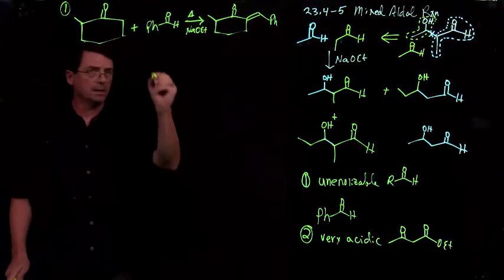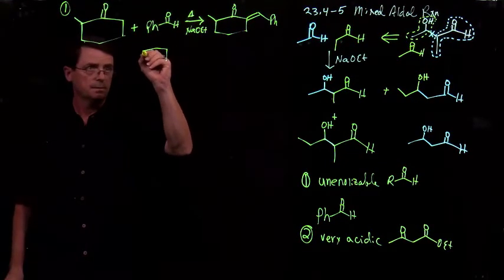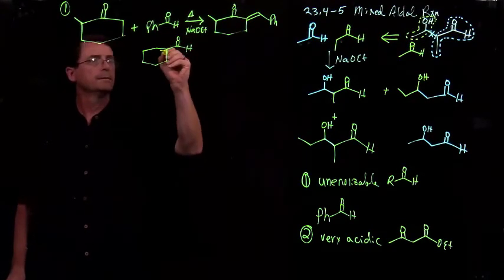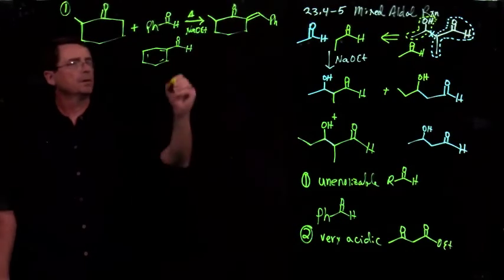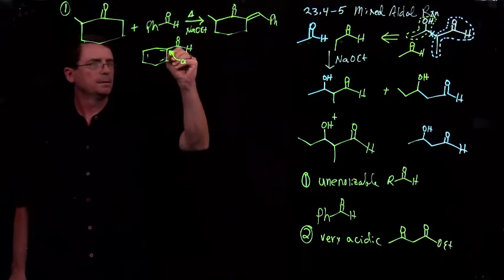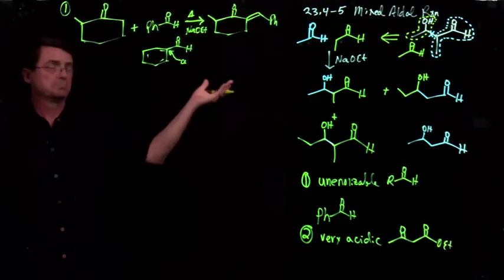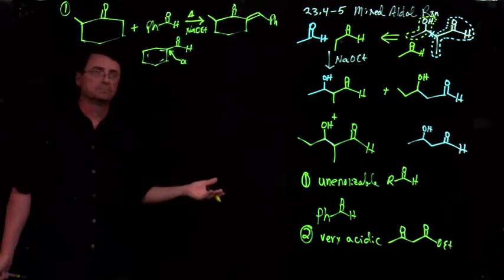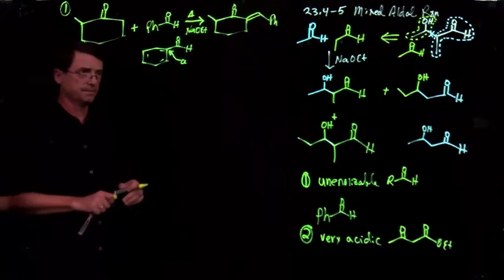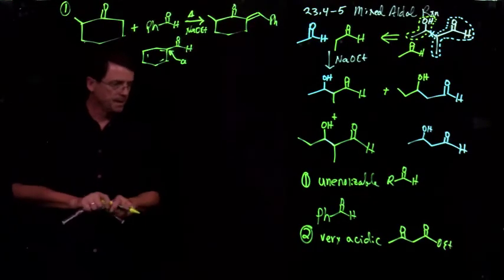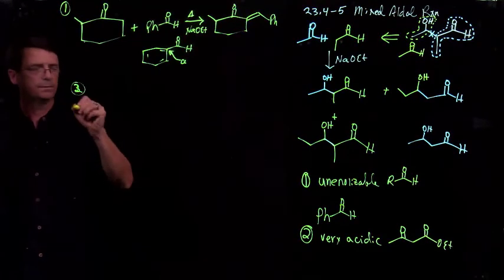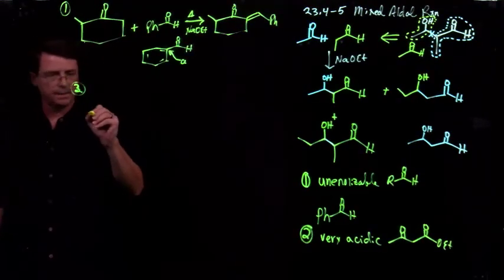Benzaldehyde has no enolizable hydrogens. Let me draw it out for you here to illustrate the point. All right, where's the alpha carbon? There's the alpha carbon. But of course, what's there? There are no hydrogens, right? 4 bonds, but no hydrogens. So that's not enolizable. Now, the alternative here, number 2, is to use something very acidic, so we can do that.